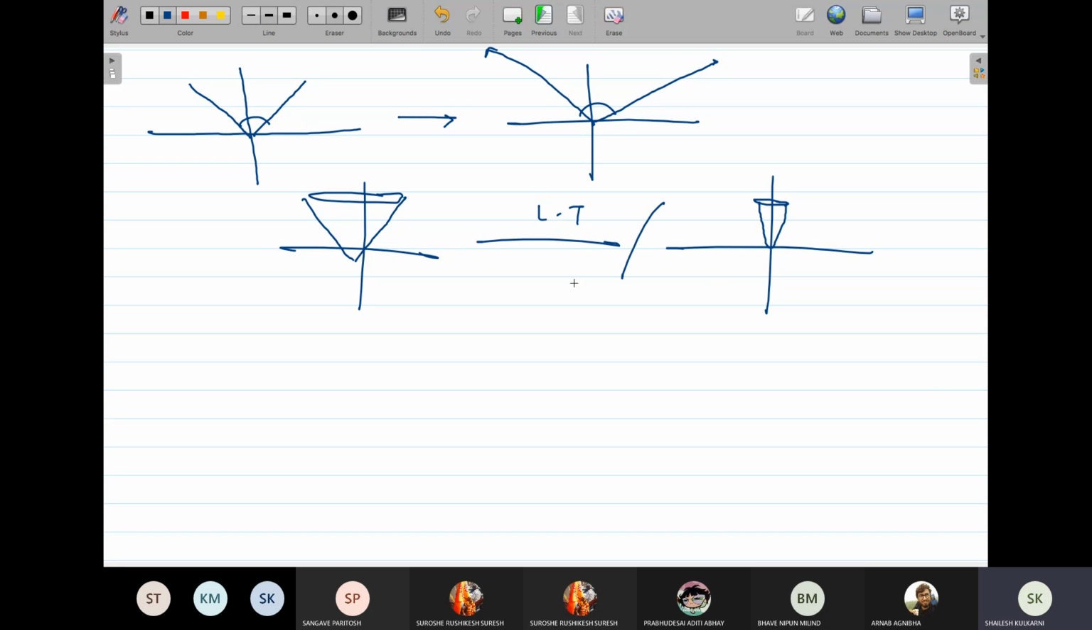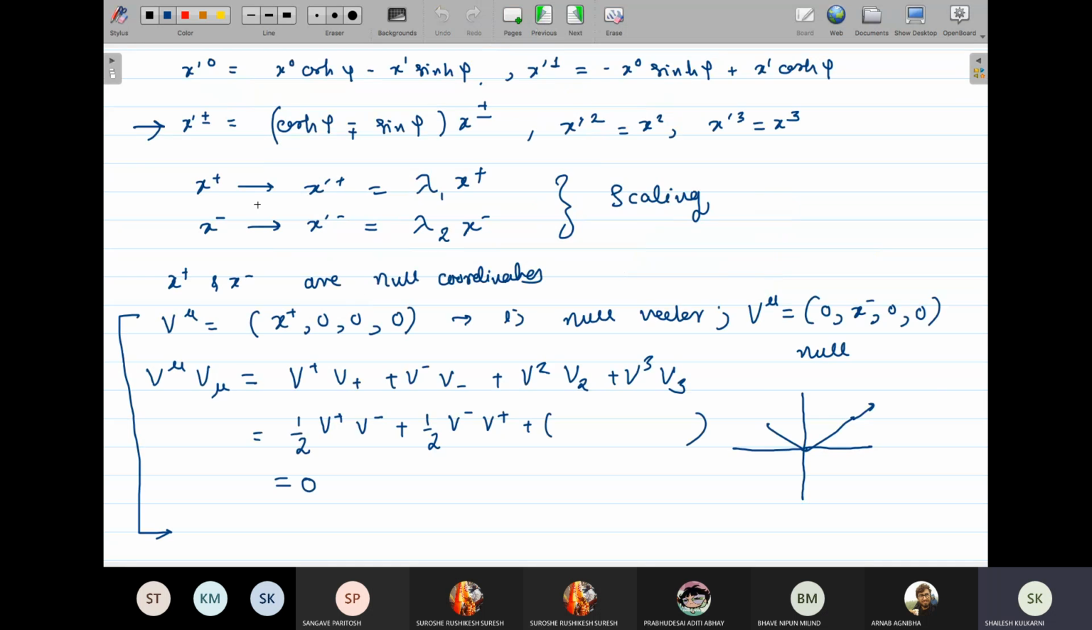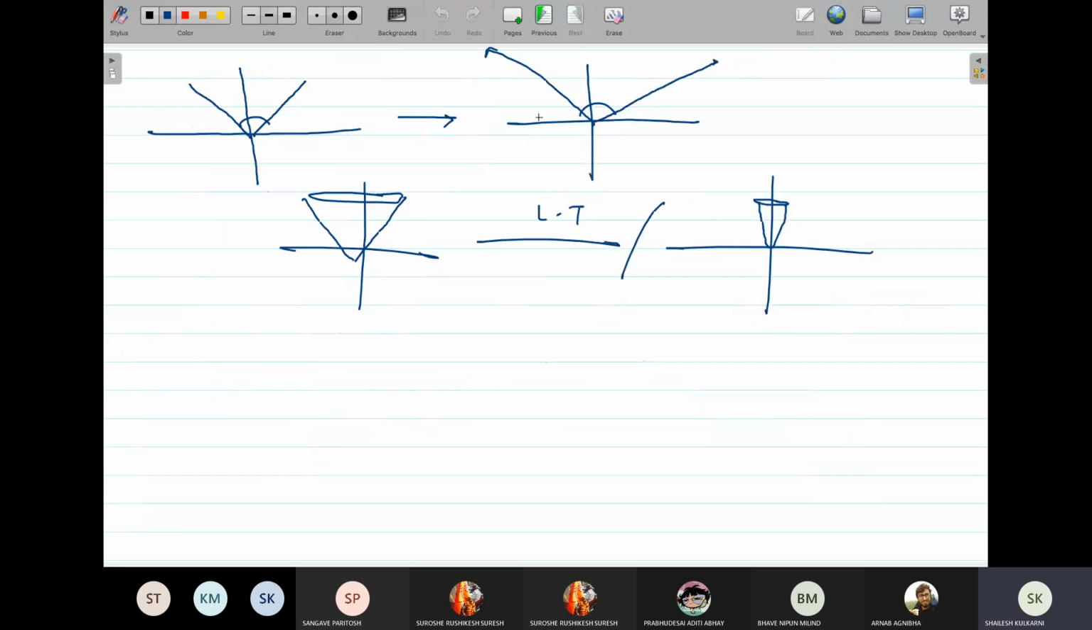This is not going to happen. This angle will remain the same between null vectors. What this tells us is that the angle between null vectors will remain the same. So a light cone will not shut or broaden under Lorentz transformation. This is the interpretation of this.